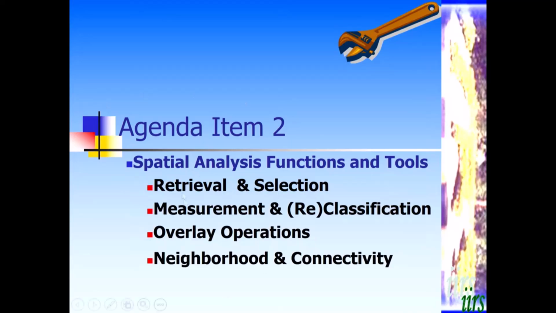So as I said, these are various categories of operations in spatial analysis: retrieval and selection, measurement and classification, overlay operations, neighborhood and connectivity operations. So today we will see some of these, maybe up to a maximum of classification, and the rest we will discuss tomorrow. Classification we may discuss today or tomorrow based upon the availability of time.